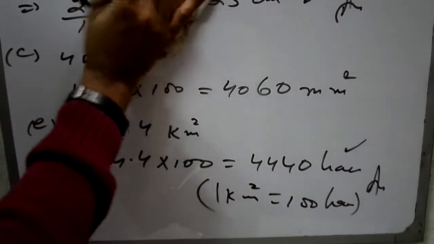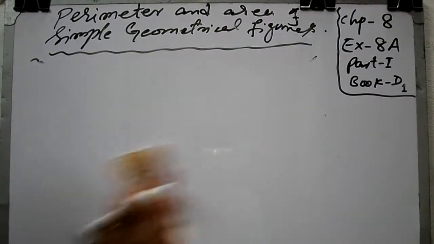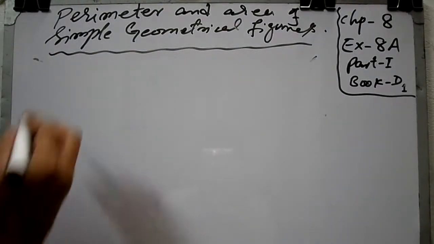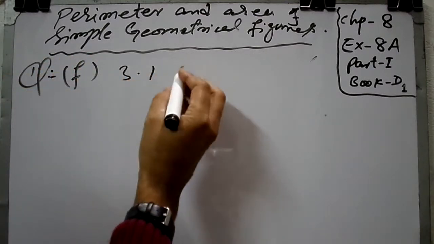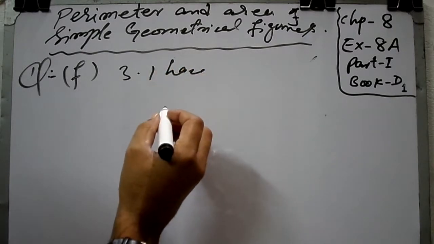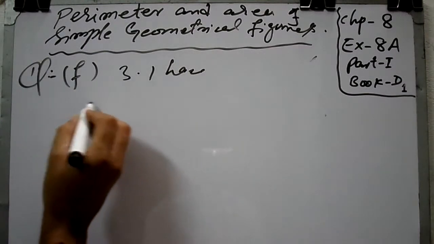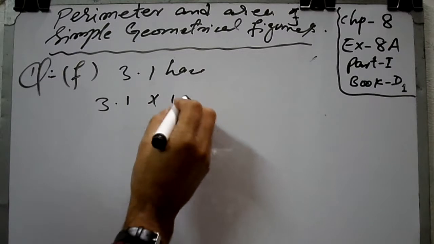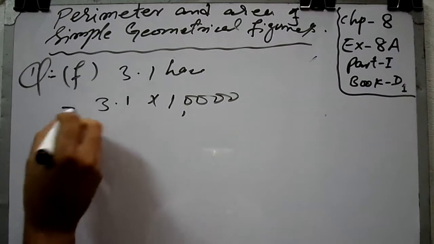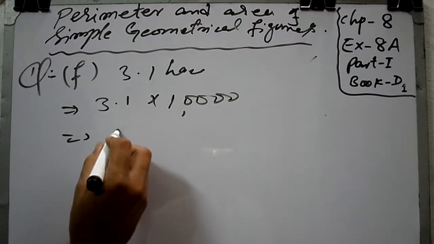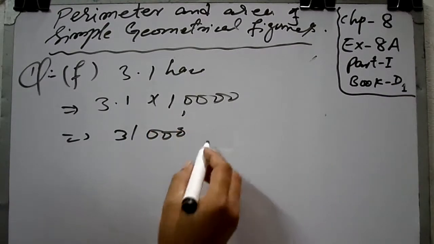Now coming to the next part, that is your F part, 3.1 hectare, you have to convert into meter square. Then 3.1 multiply by 10,000, so you will get 31,000, so that is your meter square.